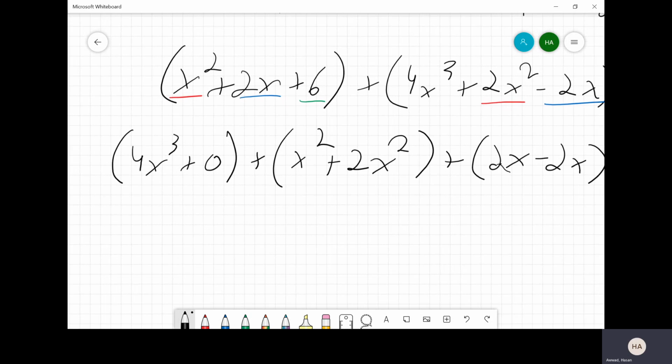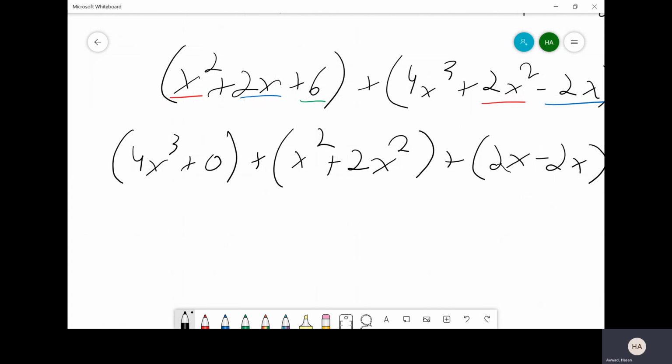So now when we look at this together, we're going to simplify this and we're going to add all the like terms together. So 4x cubed plus 0 just gives me 4x cubed back. We have 1x squared, right? Because the coefficient in front of the x squared is 1. So 1x squared plus 2x squared gives me 3x squared.